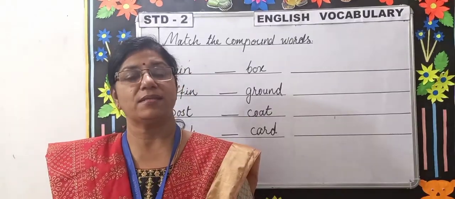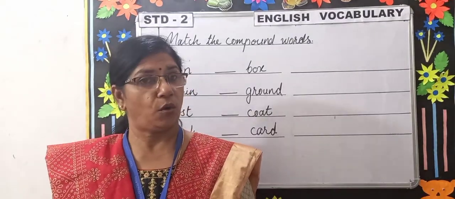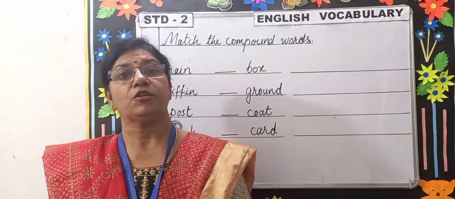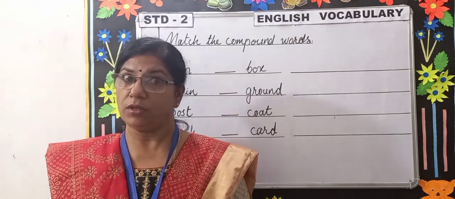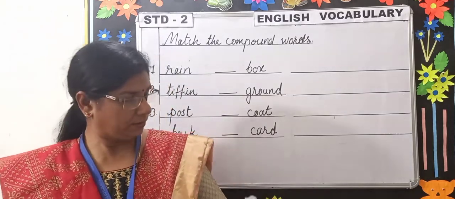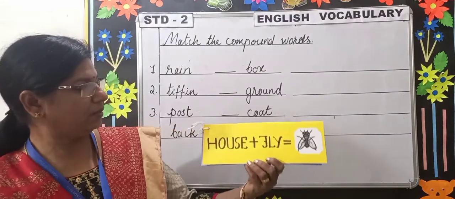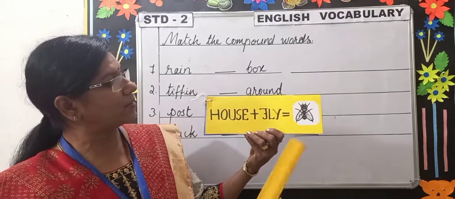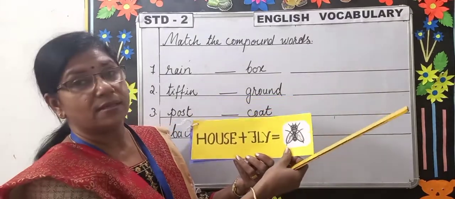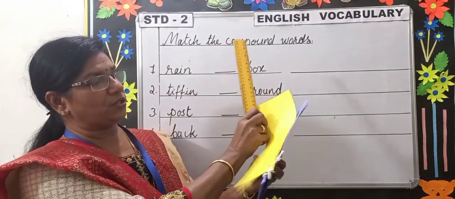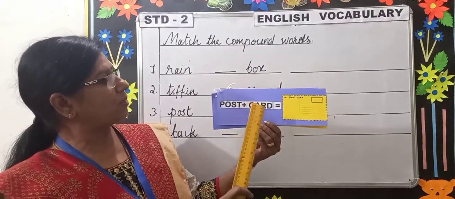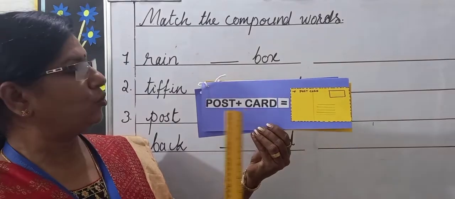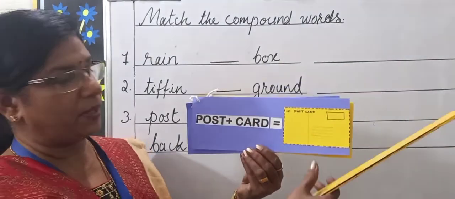Our first topic is compound words. What are compound words, children? When two words are joined together to get a meaning, a compound word forms. For example, look here, children. House, fly. What did we get? A housefly. That is a single word. Now, let's do the next one. Post plus card. What is it? It's a postcard. Two words joined together and got one meaning.